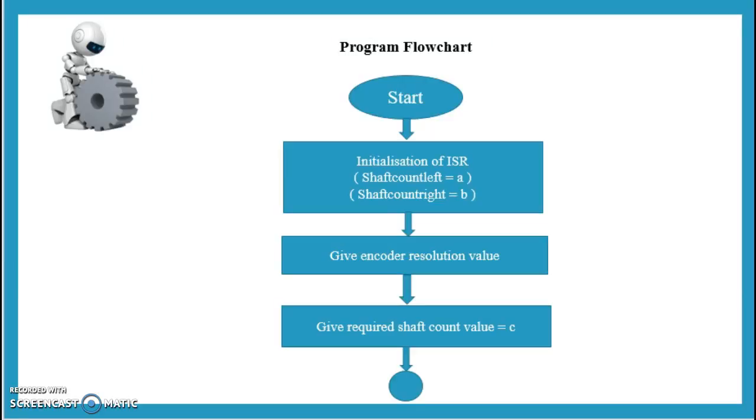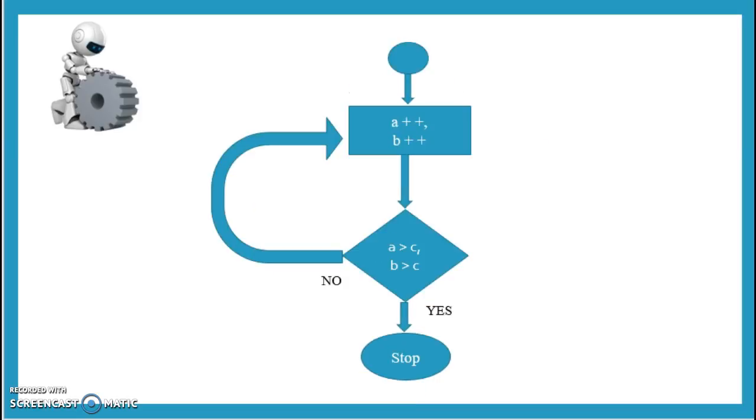Then give the encoder resolution value. Then take an input of the required shaft count value, C, from the user. When we start the motor, the values of A and B get incremented. Then compare the values of A and B with C. If A and B values are greater than or equal to C, then stop the motor, and if they are less, then go for the incrementation of A and B.